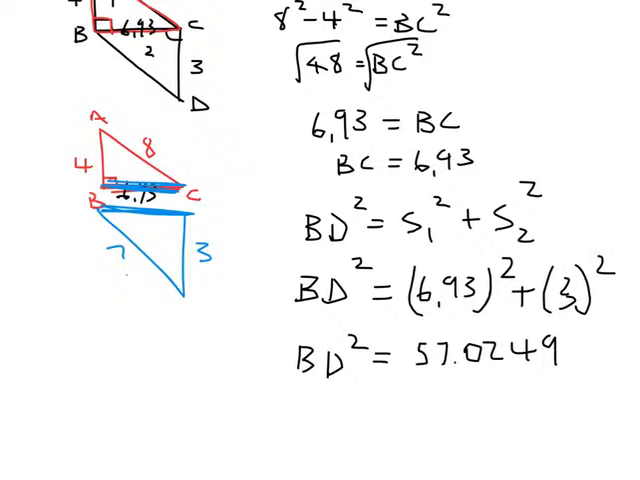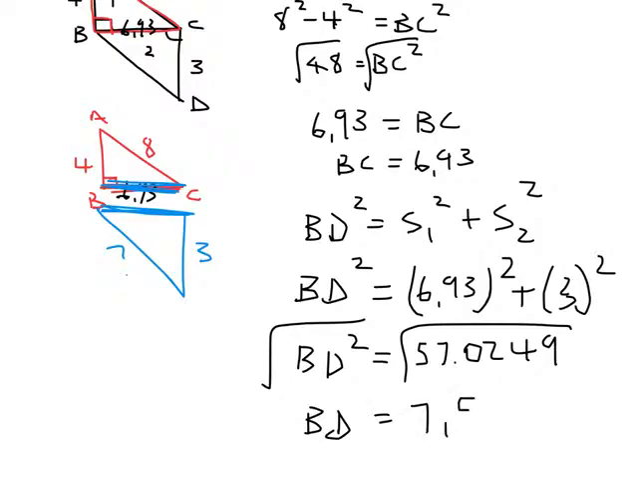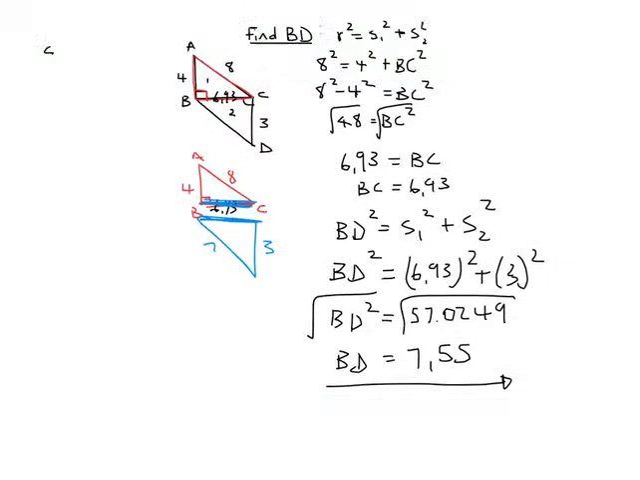Then you will square root both sides, and you can just say the square root of 57.0249 equals, and you end up getting your BD being equal to 7.55, and that is the end of it. I've just rounded it off, correct to 2 decimal places. I hope that made sense.